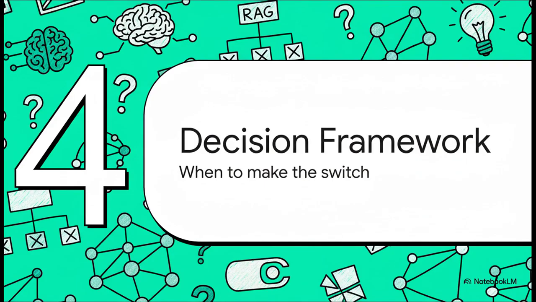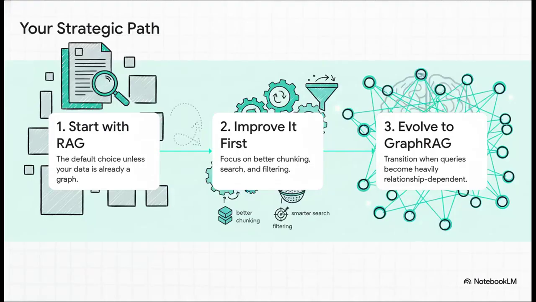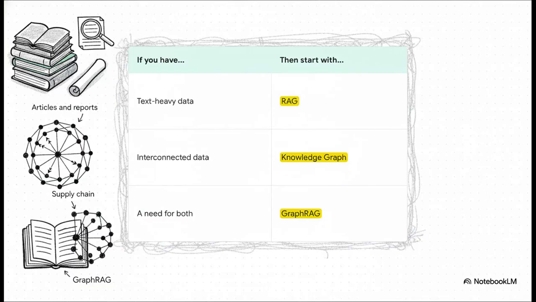Okay, this all sounds great in theory, but it brings us back to the most important question of this whole explainer. When should you actually make the switch? Let's build out a clear decision framework based on the source material. Here is the key takeaway, the strategic path you should follow. 1. Start with RAG. It should be your default, unless for some reason your data is already a perfect graph. 2. Before you jump to something new, try to improve your RAG system first. Focus on better chunking, smarter searching, and using metadata filters. And 3. Only when your questions consistently fail because they're heavily dependent on complex relationships, that's when you should make the switch to GraphRAG.